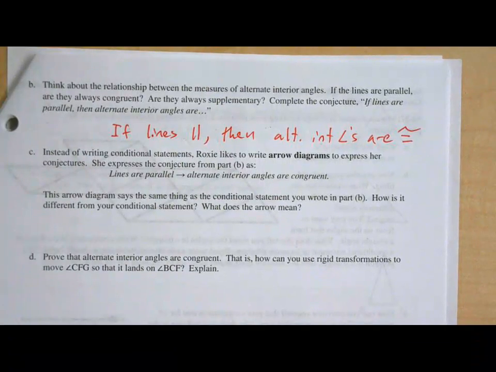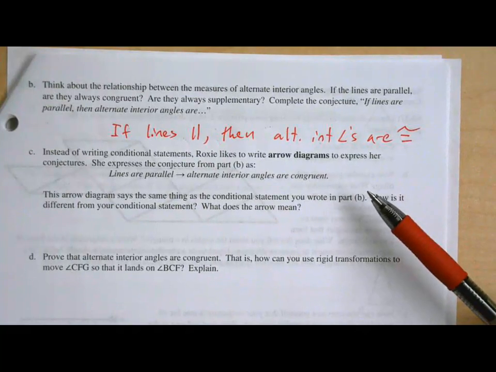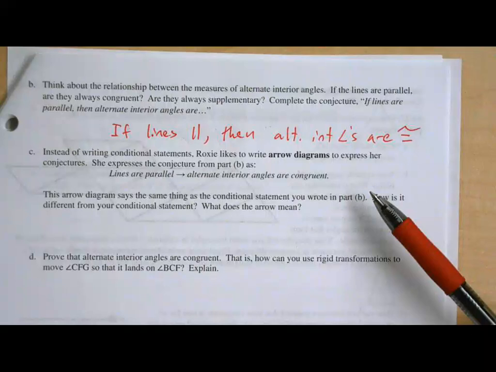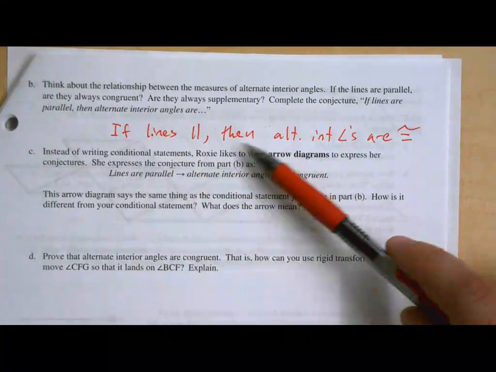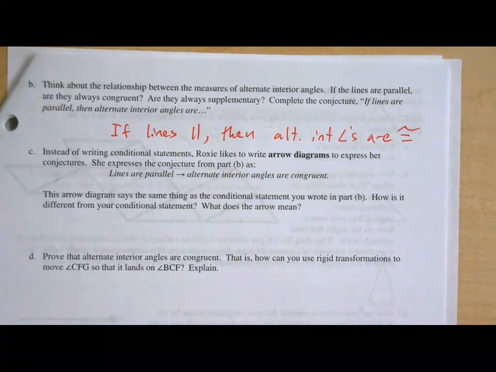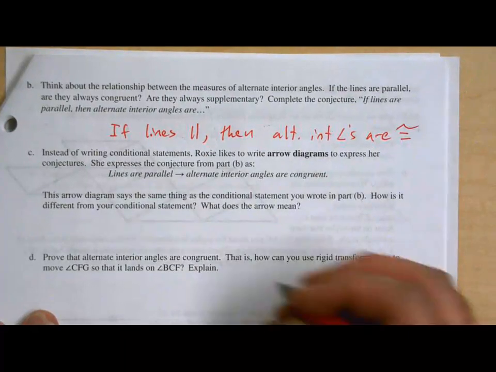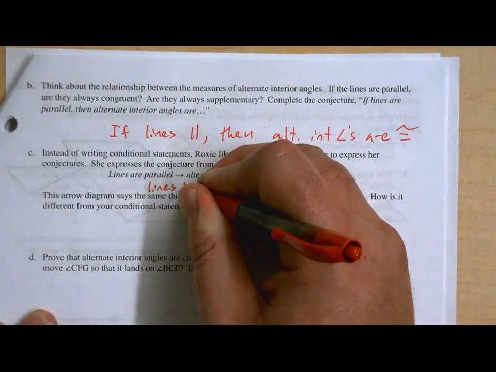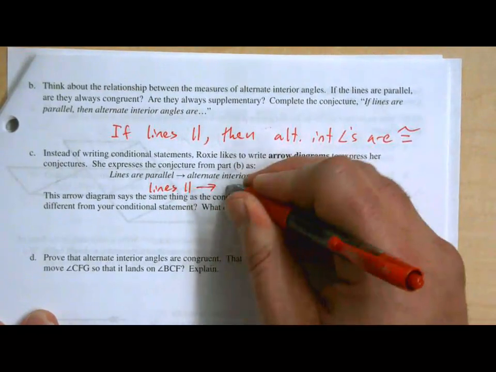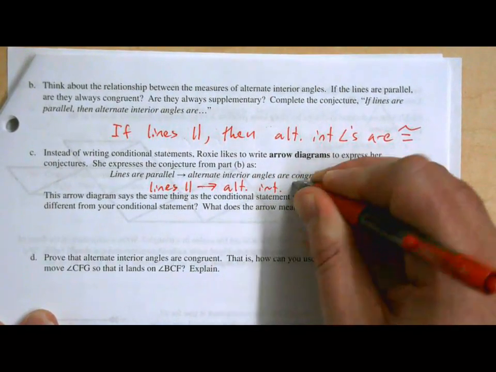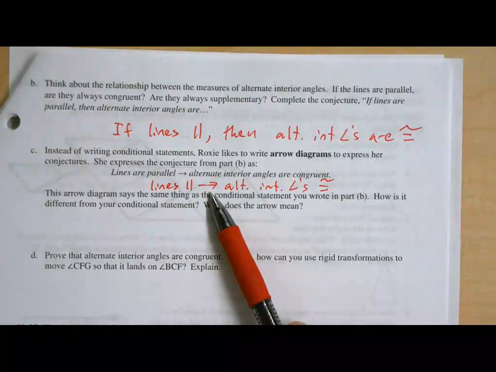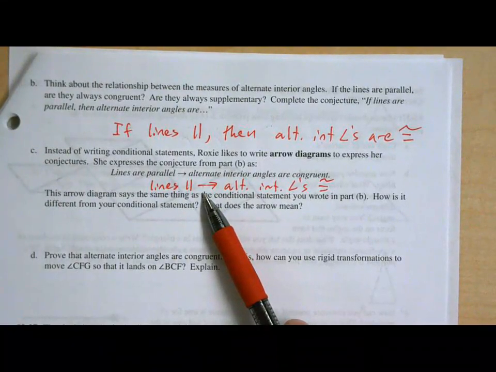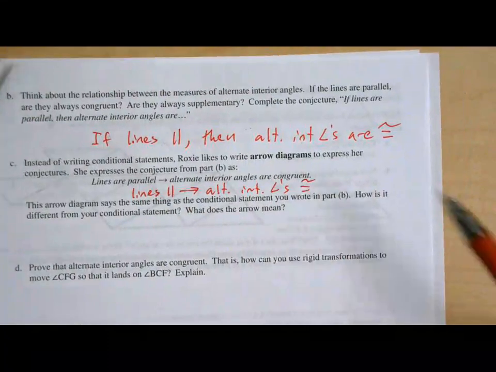Thank you for that question. Some people don't like writing out a lot of words. We have this arrow notation that we can use instead of doing if-then statements. So if I wanted to shorten this, I could say lines parallel means that alternate interior angles are congruent. This is sort of an invisible if-then. If the lines are parallel, then alternate interior angles are congruent.